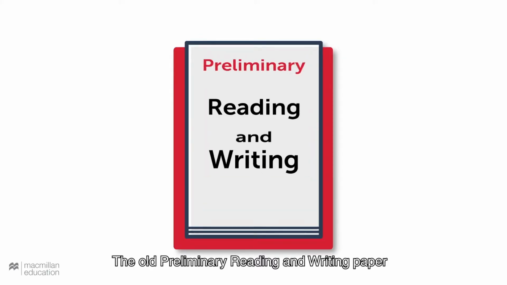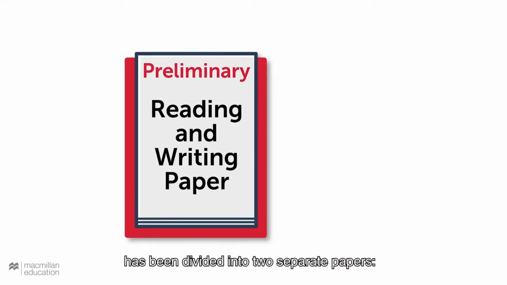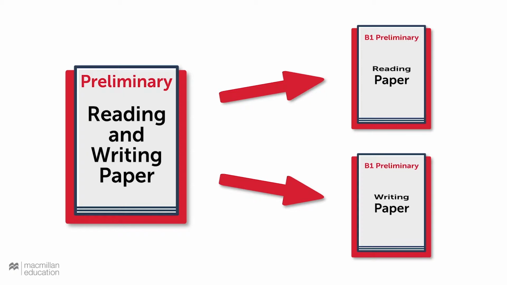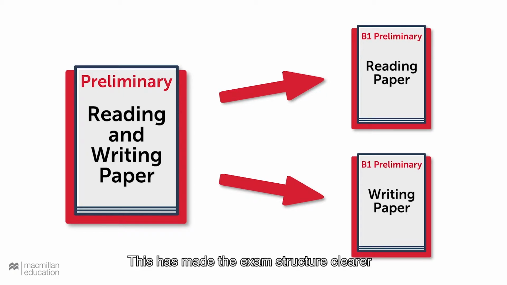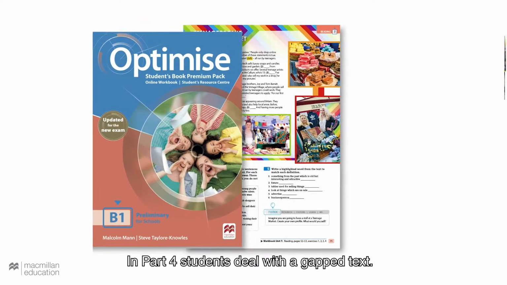The old Preliminary Reading and Writing paper has been divided into two separate papers, the Reading paper and the Writing paper. This has made the exam structure clearer and more consistent. In Part 4, students deal with a gapped text.